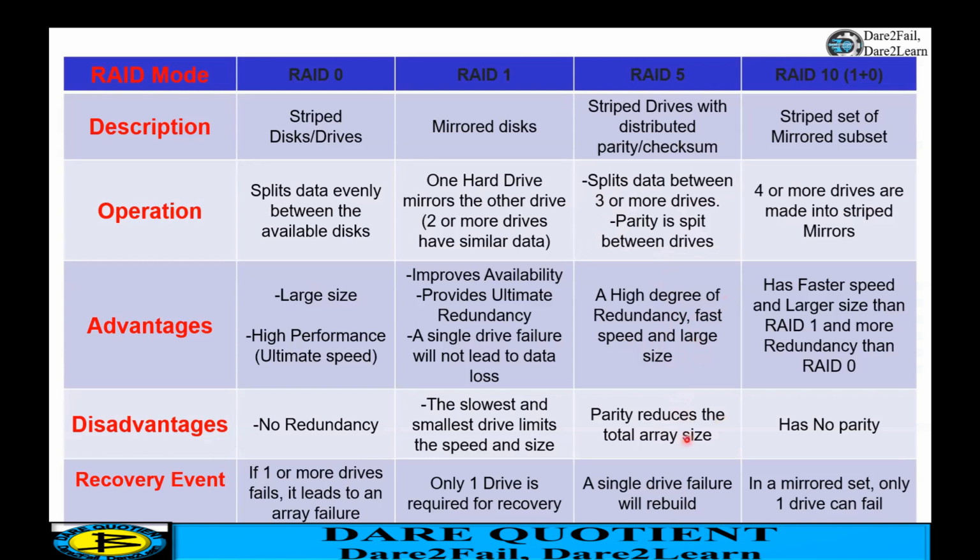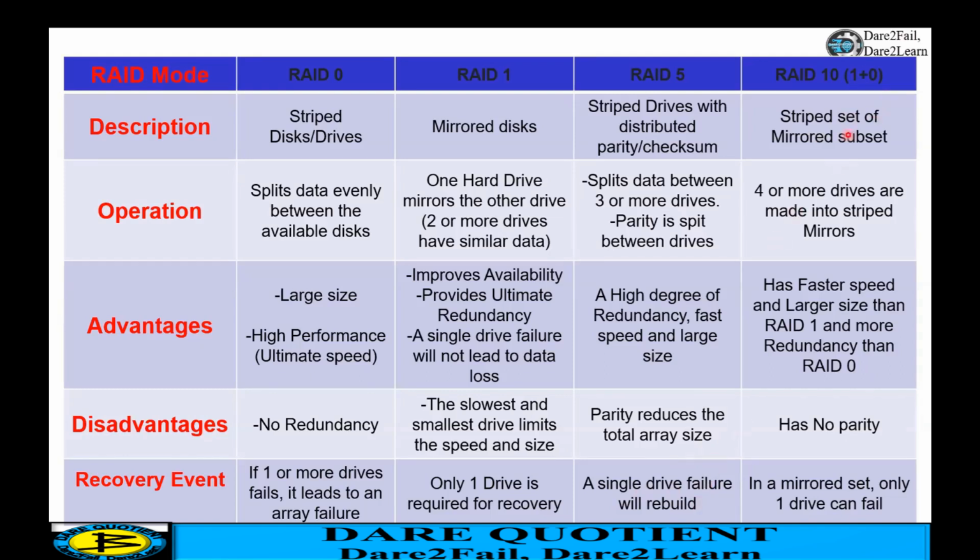Parity reduces the total array size, because if you have 4 drives and you use one of them, or you use a block in one of the drives, you have 3 left. So with parity, you get a reduced size of your array. And only a single drive is required to rebuild your system in an event of failure.